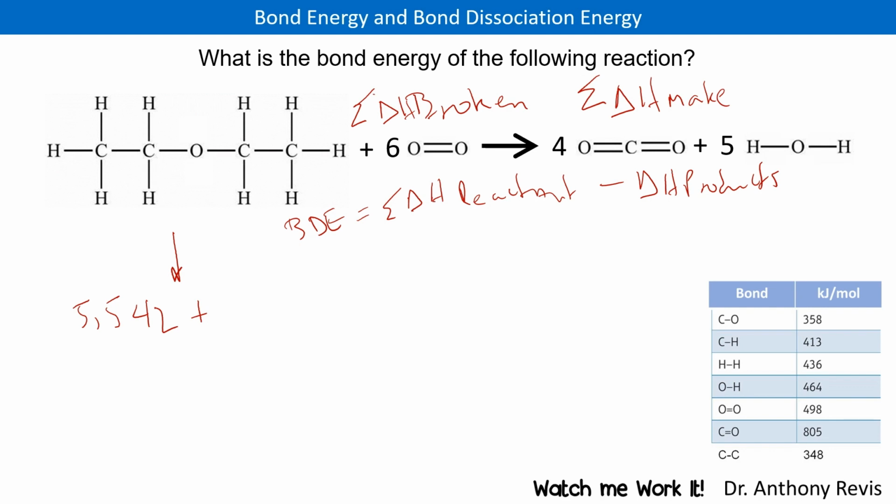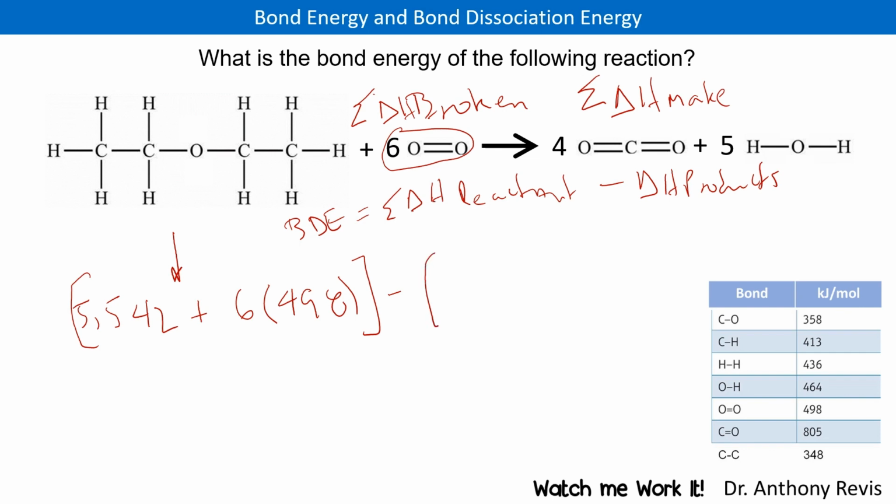The other reactant is oxygen. Now notice we have 6 oxygens here. So that's 6 times the value of an O=O bond. So that's going to be 6 times 498 from the table. Okay, so we're going to put these together. We're going to leave the units out just for convenience, and we'll put them back in at the end.